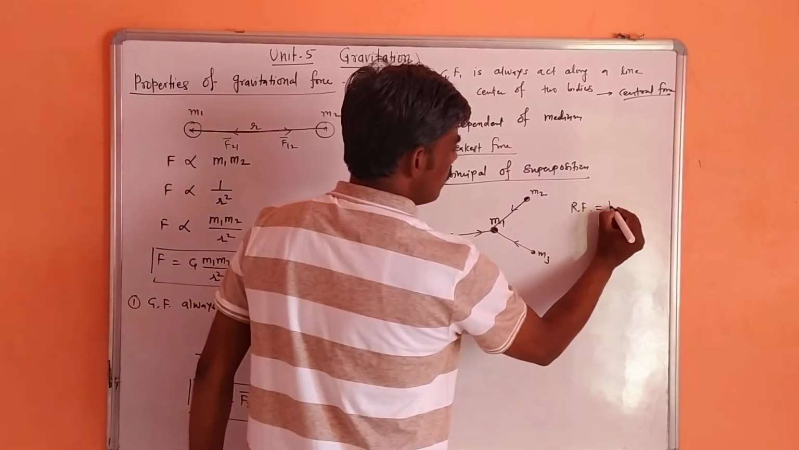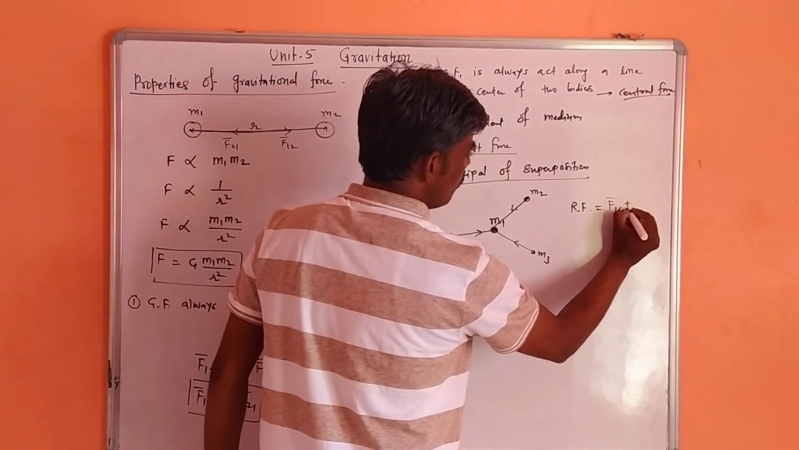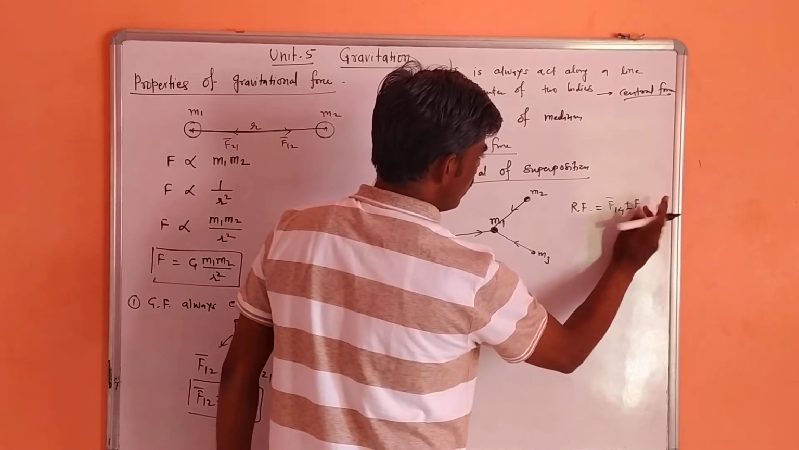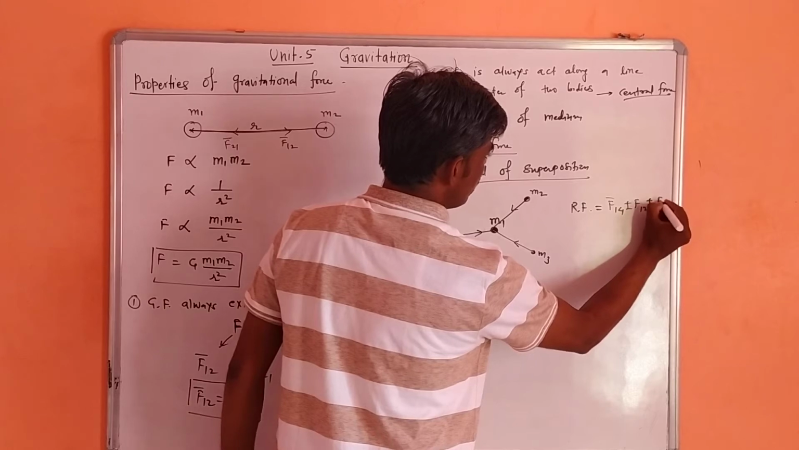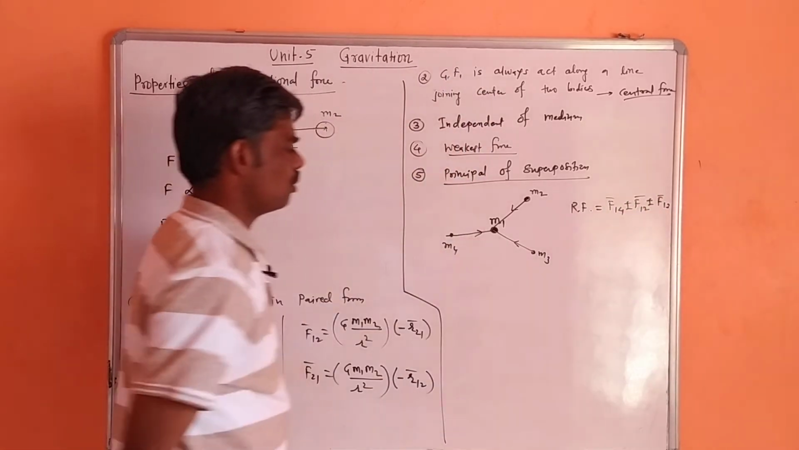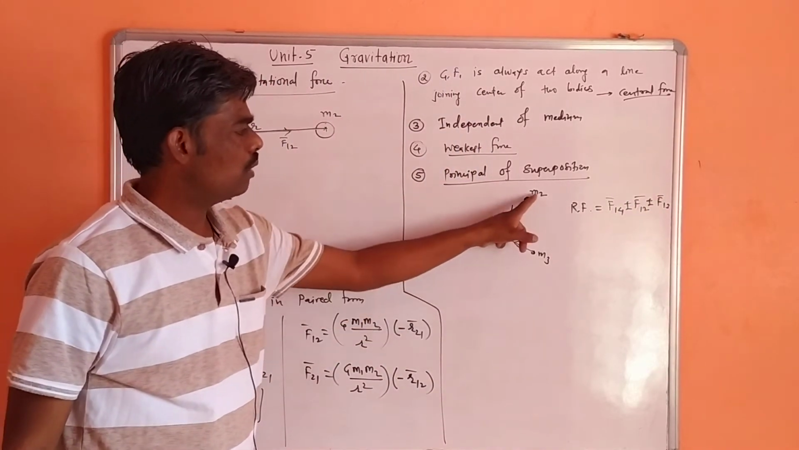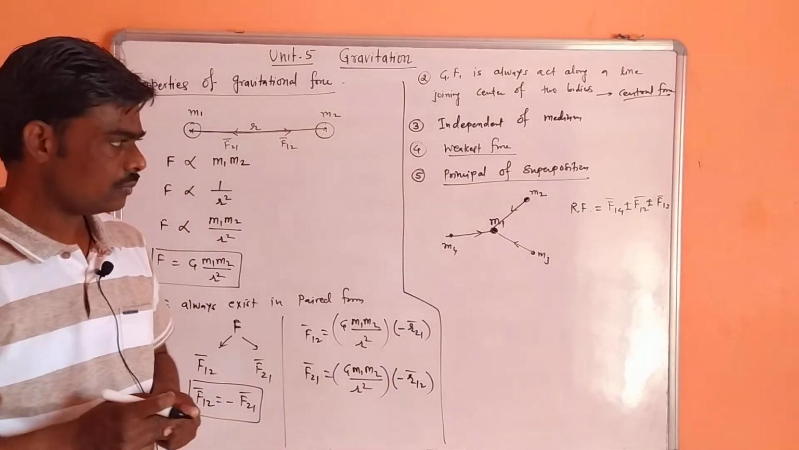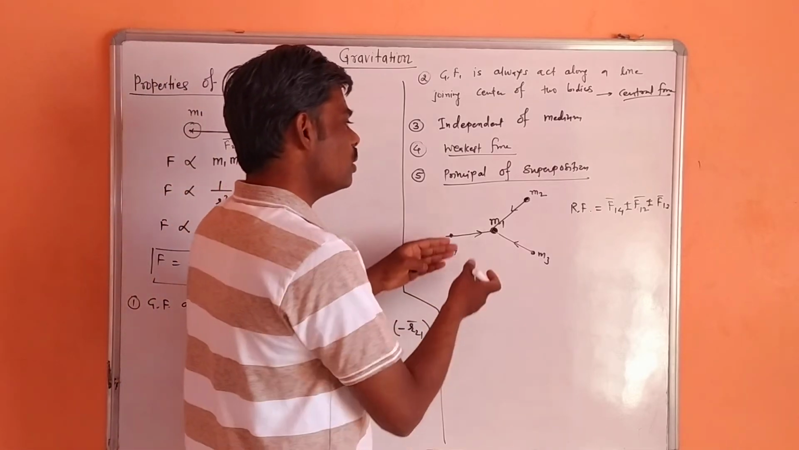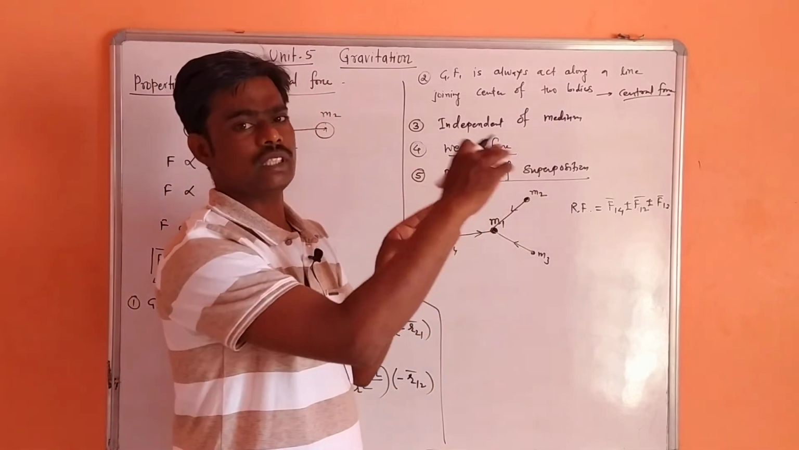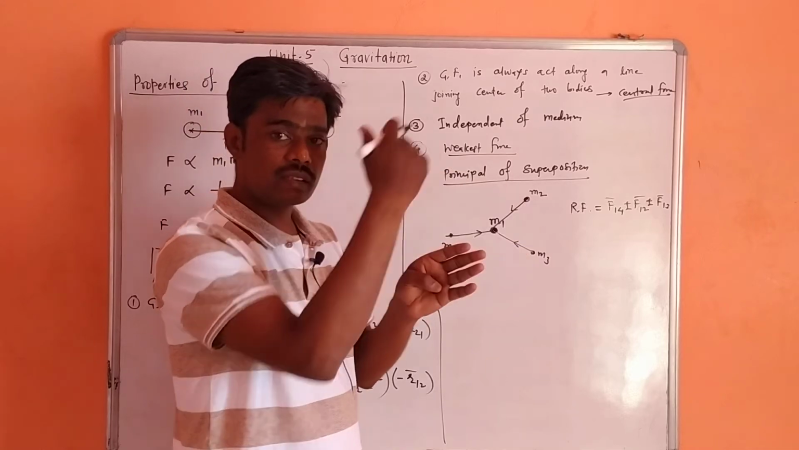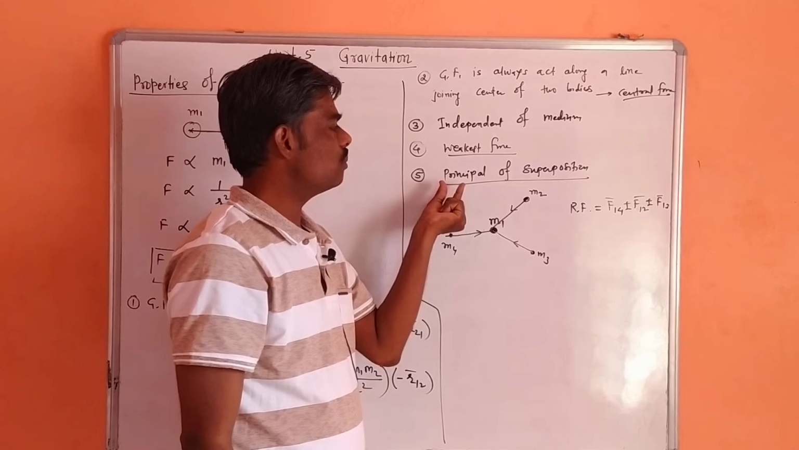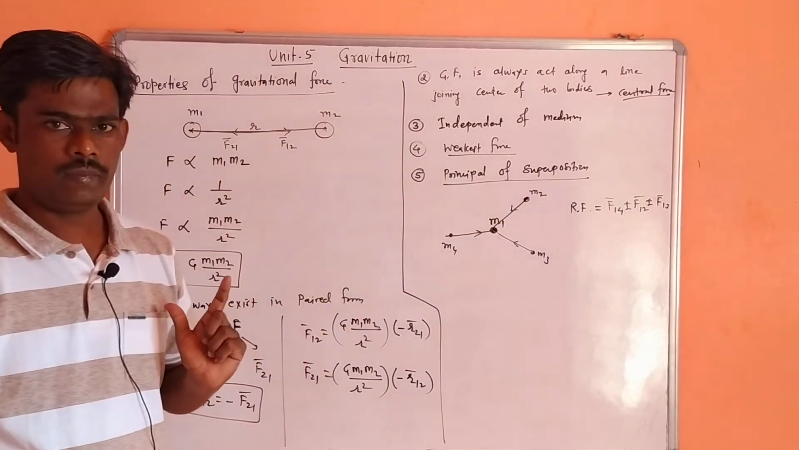That means vector F14 plus vector F12 plus vector F13 and so on. We can consider various masses. So simultaneously we have to take all the gravitational forces and take the vector sum of those forces, then we get the resultant force. This is called the principle of superposition.